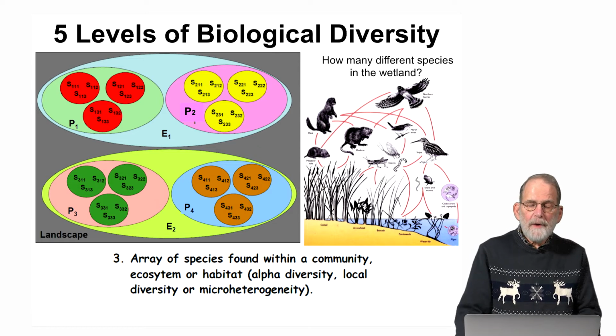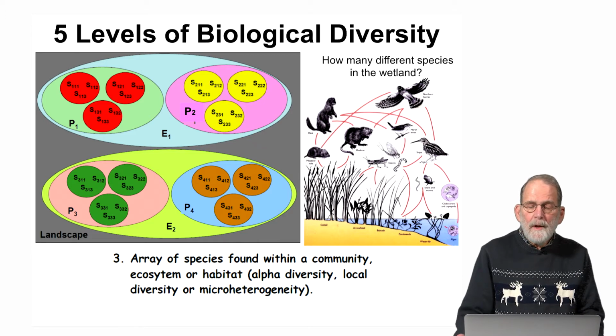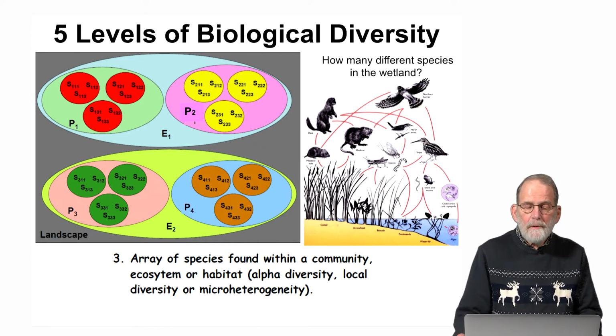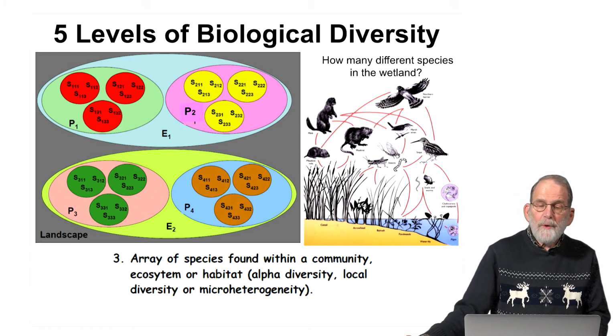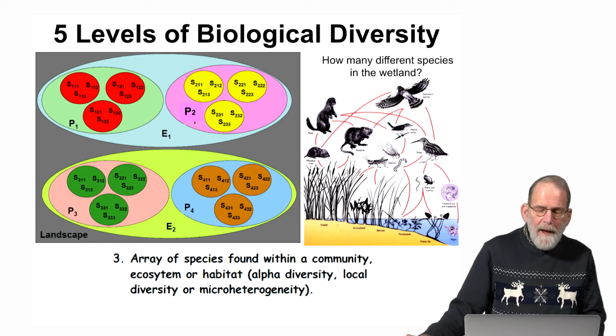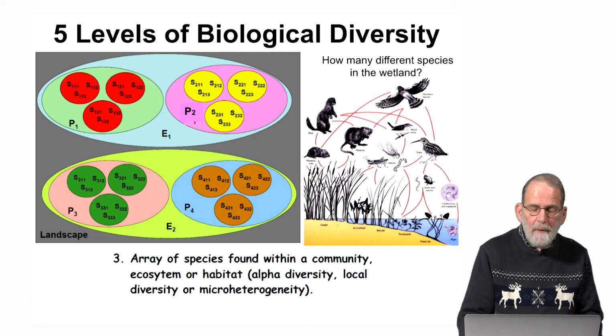We can also talk about biological diversity in terms of the array of species found within a community, exemplify, or habitat. This is what we refer to as alpha diversity, local diversity, or microheterogeneity. It's exemplified by the diagram on the right, where we can talk about how many discrete species of animals and plants are there within this particular ecosystem. That number, the total diversity of animal and plant species, represents the alpha level of diversity, or the patch's microheterogeneity.